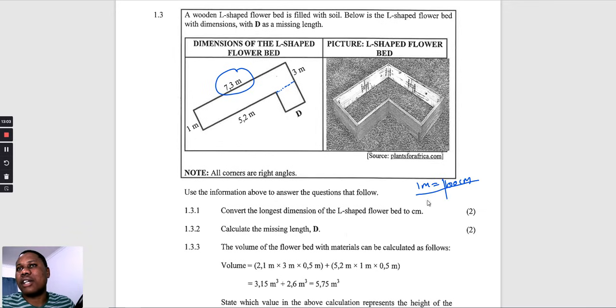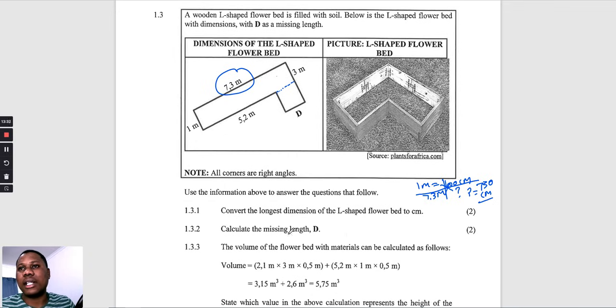We have our left hand side, which is 7.3 meters. Here we have the question mark, then we cross multiply. So we're going to have question mark multiplied by 1, that is the question mark, which is equal to 100 multiplied by 7.3, that gives us 730. So that means our longest side there is 730 centimeters.